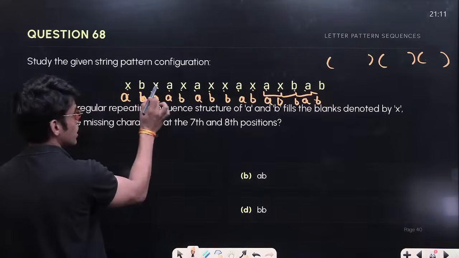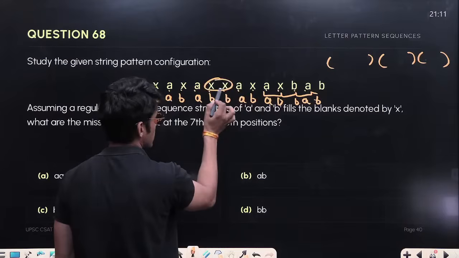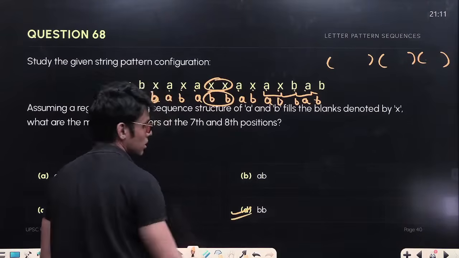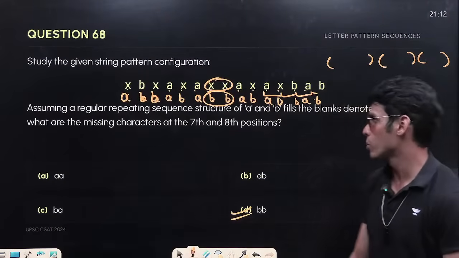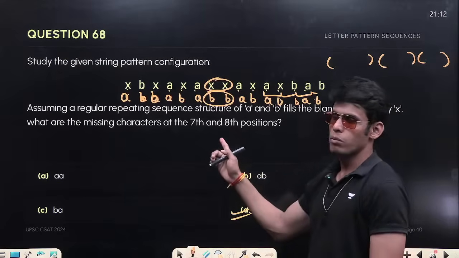Now, 1, 2, 3, 4, 5, 6, 7, and 8. What is the pattern here? BB. So this was a simpler problem. This was a very simple problem. Everybody would have got it.